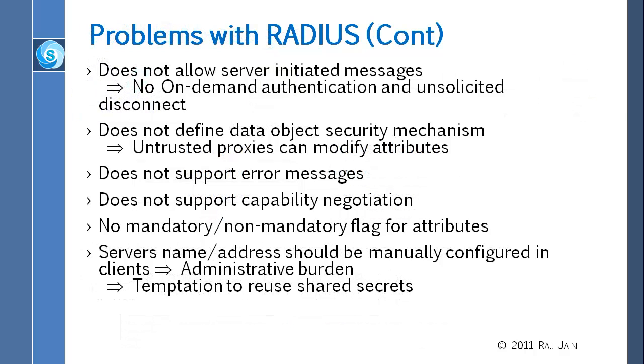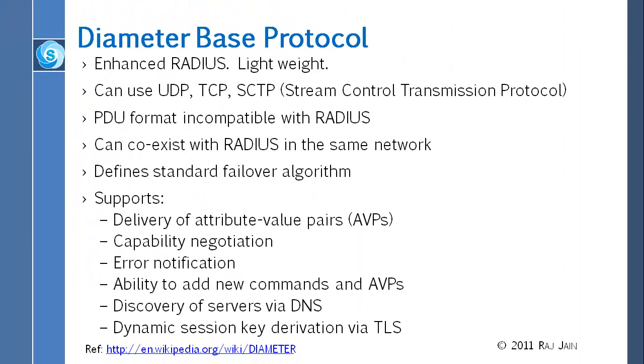So the reason all these problems have been well documented is because somebody is thinking of the next generation, and that next generation is called Diameter. Now this is a play on the words. Diameter doesn't stand for anything. Because the previous one was called RADIUS, the second generation RADIUS is called Diameter. So it is enhanced RADIUS, lightweight, and they have taken care of all those problems that we listed in the last two slides.